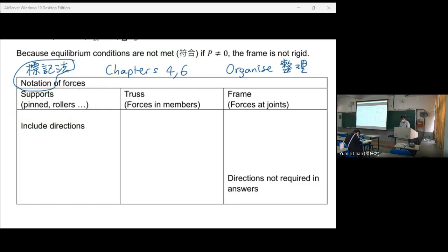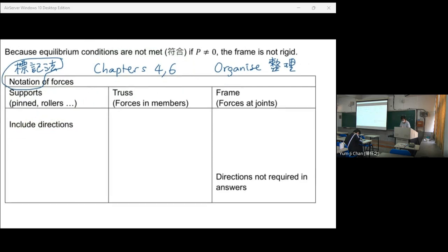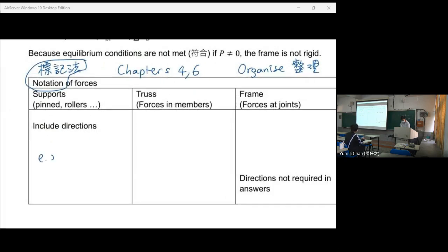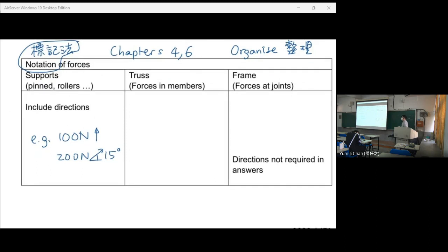So you need to write down directions of the forces, like 100 Newton going up or 200 Newton going at 15 degrees. These are the support forces, so remember to write down the directions of support forces. That's the first type.